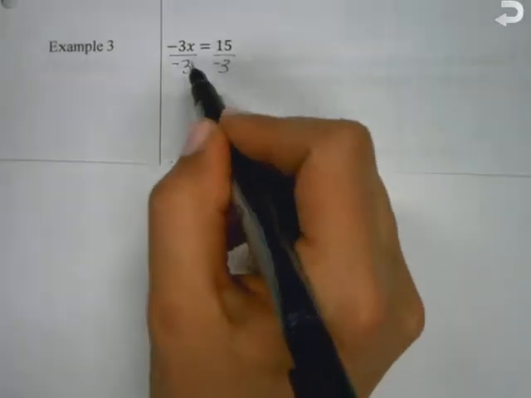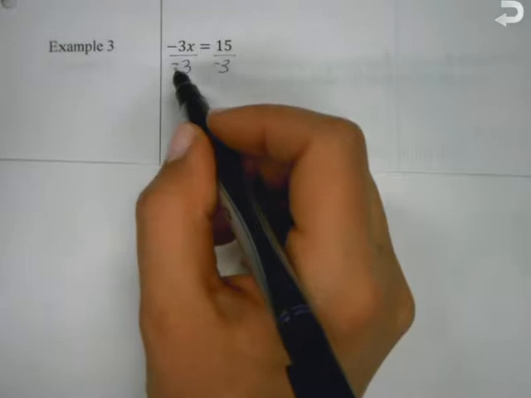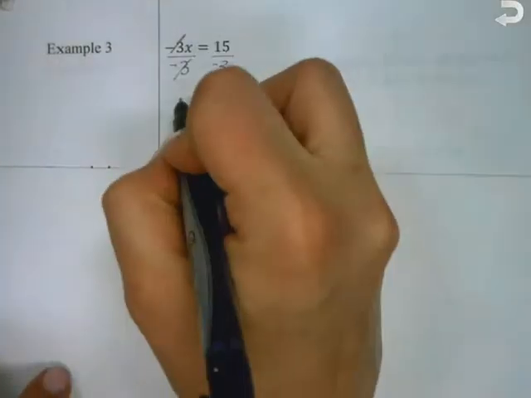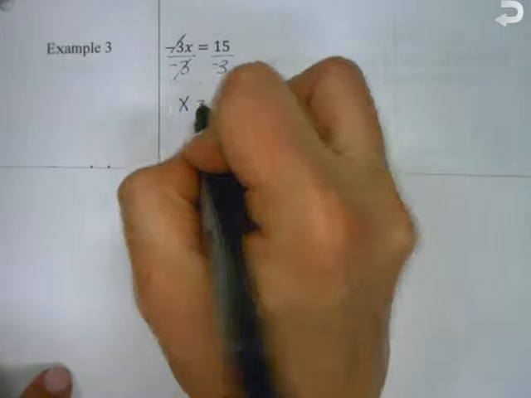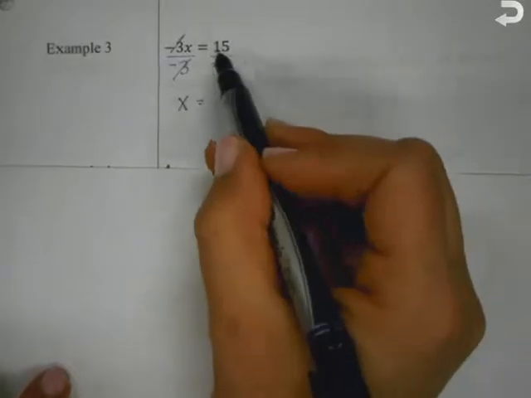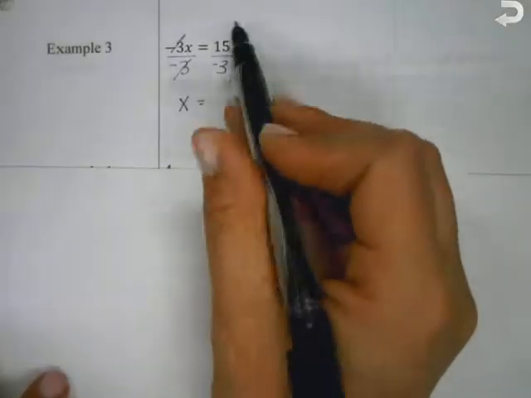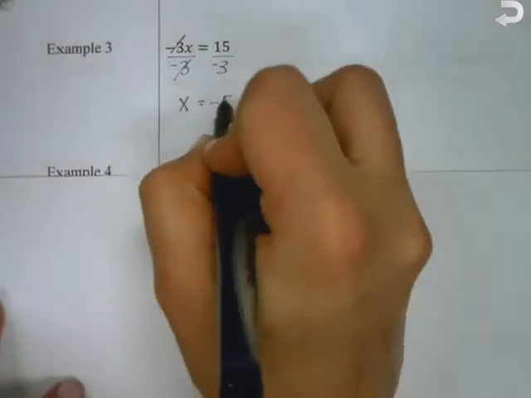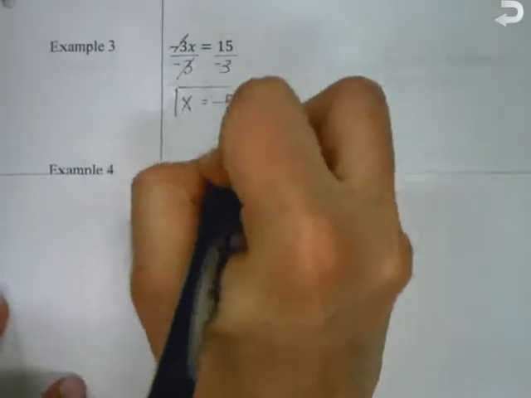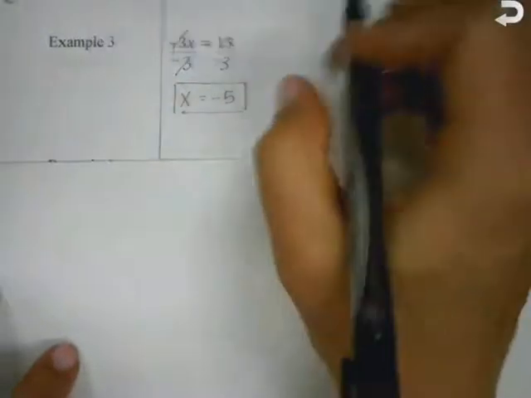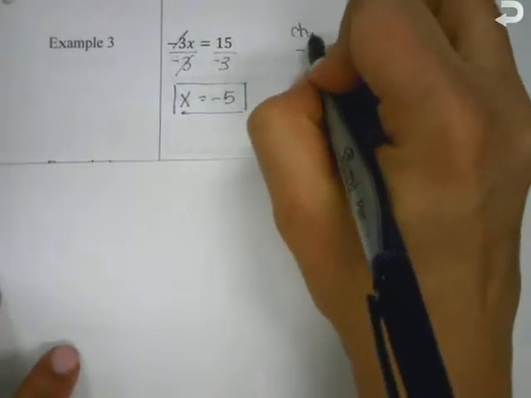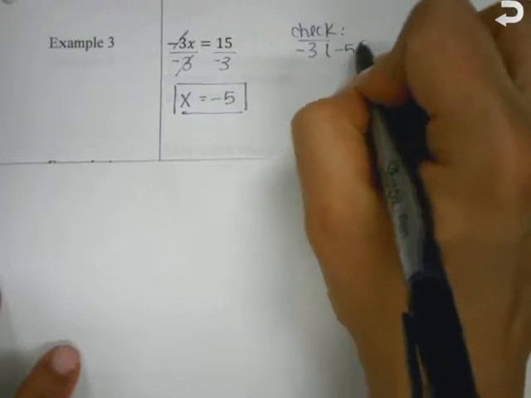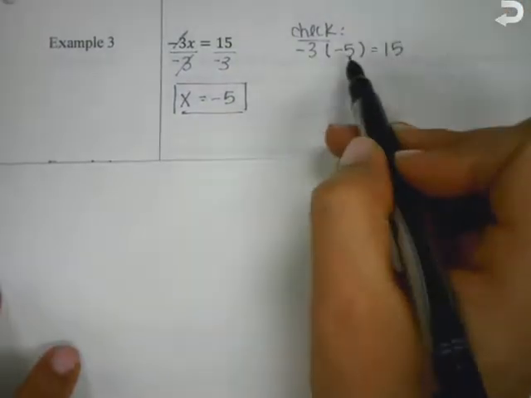Not 0. 1. So what's left on the left-hand side is a 1x, right? Equals positive 15 divided by negative 3. Negative 5. Let's check it. Plug it back in. Negative 3 times negative 5 equals 15. What's negative 3 times negative 5? Positive 15. True statement? Okay.